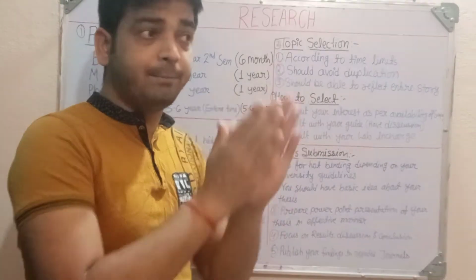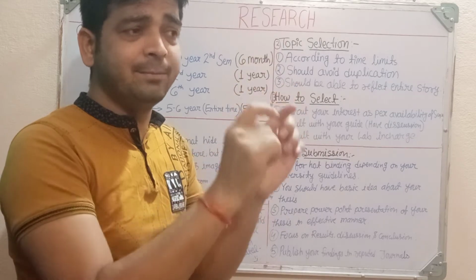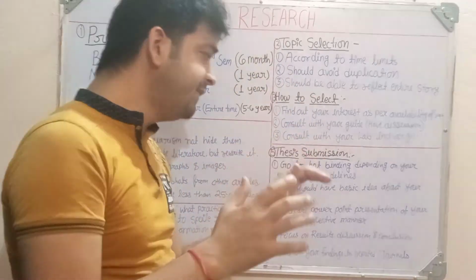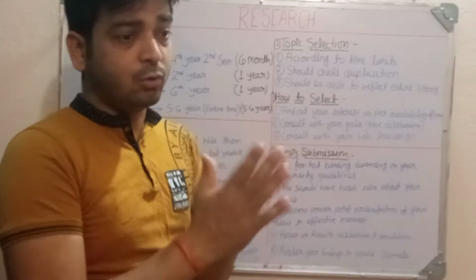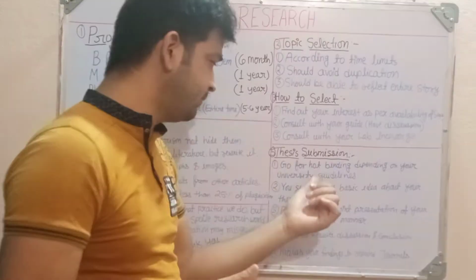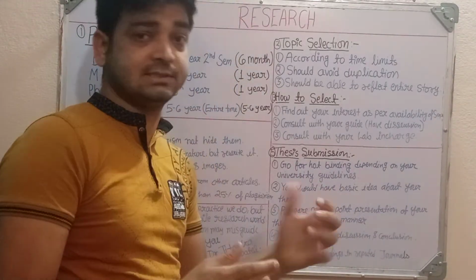What kind of front page is supposed to be there? What font size is supposed to be there? The guide name. You should have the proper idea, properly authenticated. Then how many pages the hard binding is supposed to have, and all those things you can read in your university guidelines, wherever you are studying. You should have a basic idea about your thesis, right?